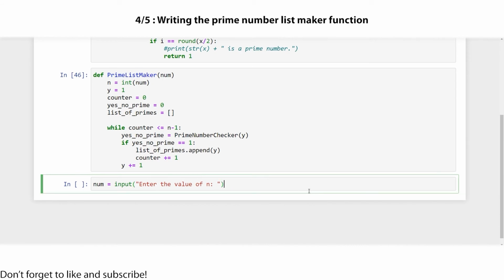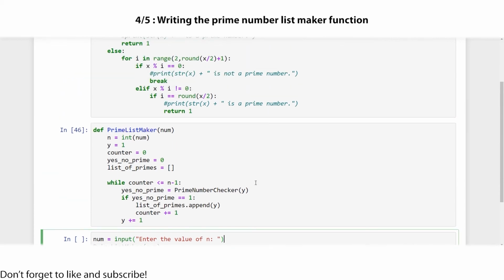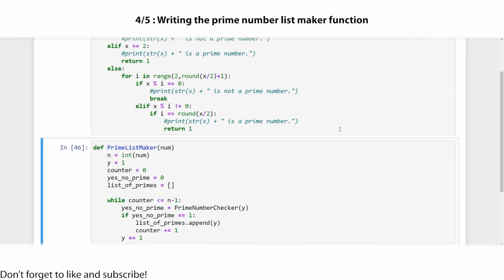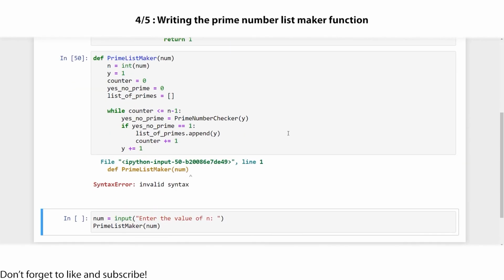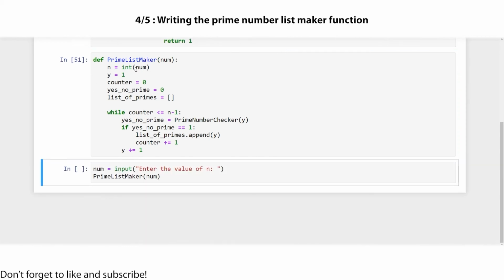And then once we've captured the input, we're going to call our prime list maker function with num. Okay, let's see if that works. So I'm going to run this one more time, run that one more time. There's an error. So what's the error here? Okay, I forgot the colon there. My bad. Let's run that. Seems to be okay.